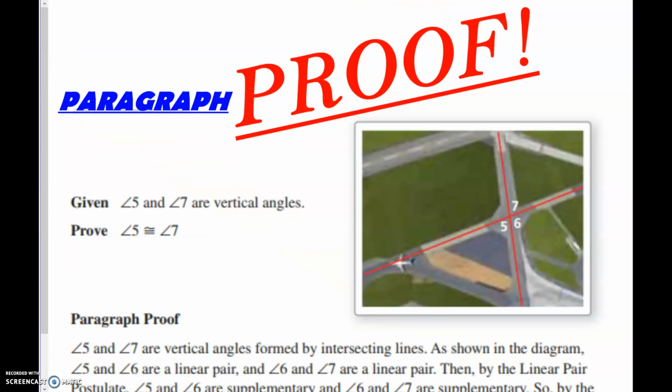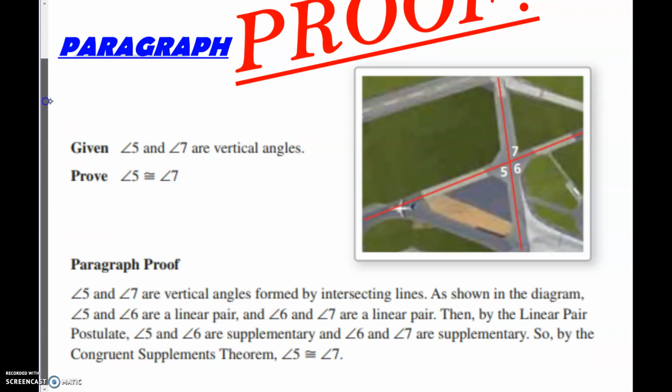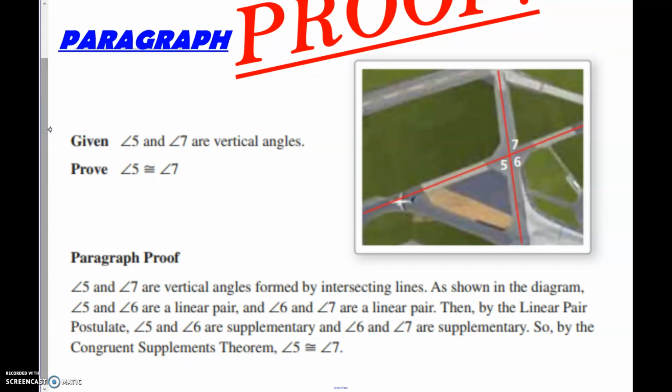And so now they're going to write this one by a paragraph proof. And so they just use words and sentences to say the exact same thing. So here we go. Angle 5 and 6 are vertical angles formed by intersecting lines. As the diagram shows, so looking at this diagram, 5 and 6 form a linear pair, and 6 and 7 form a linear pair. So, by the linear pair postulate, 5 and 6 are supplementary, 6 and 7 are supplementary.